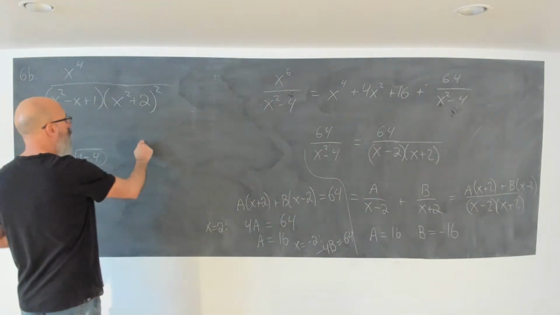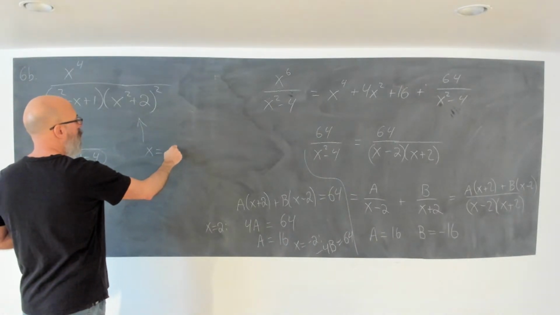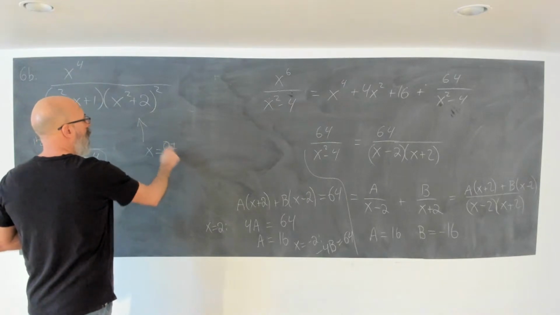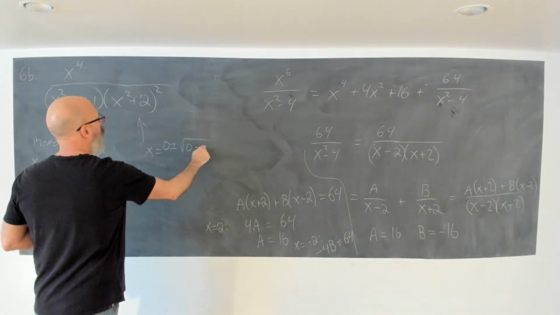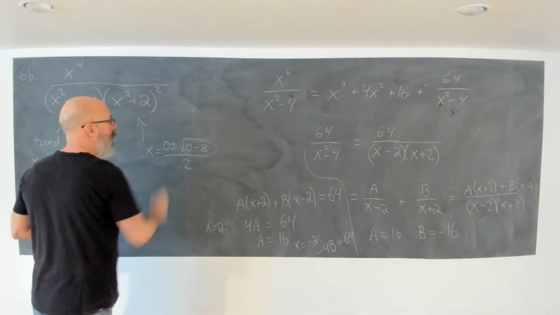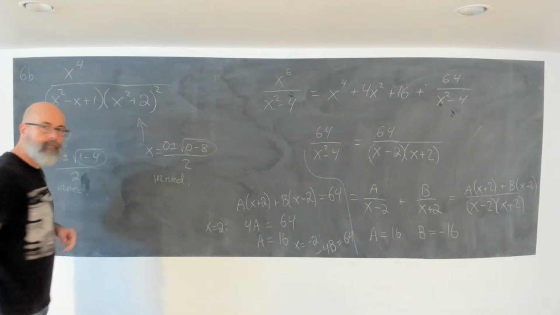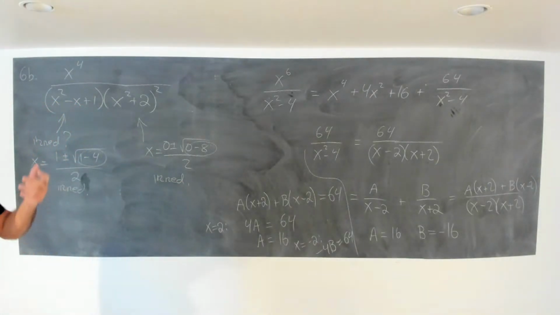Similarly here, negative b plus or minus the square root of b squared minus 4ac over 2a, again, irreducible. How does this decompose?